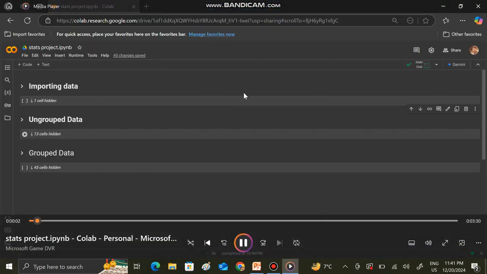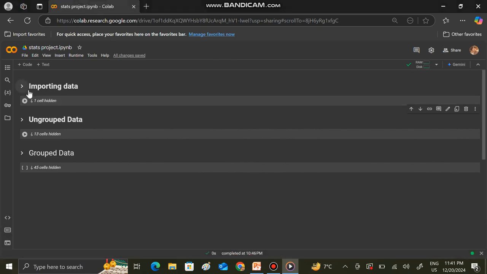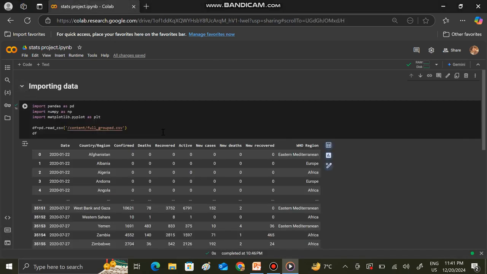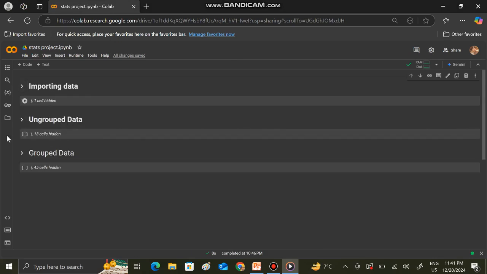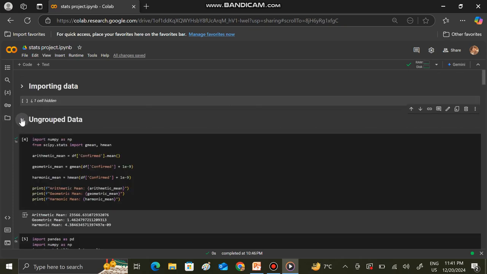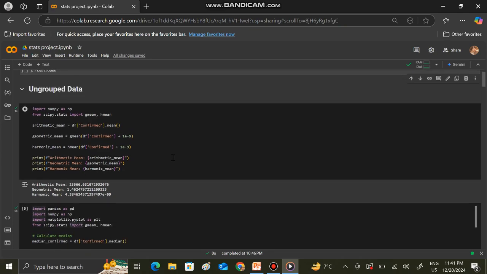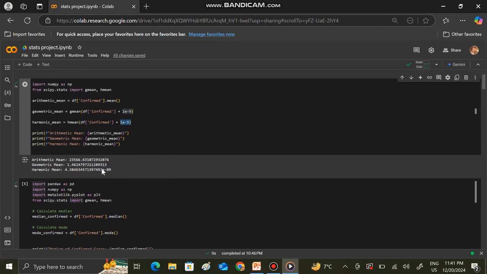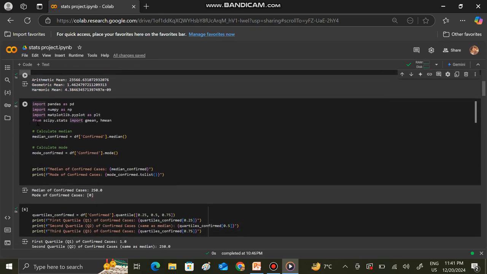Now we're going to look at the Python implementation. Firstly, importing data and printing it out. Secondly, we're going to look at all implementations using ungrouped data and then grouped data. Starting with ungrouped data, we have all three means. As you can see, I've added a small number in the geometric and harmonic mean to prevent zero values. Furthermore, calculating median and mode by the same libraries of SciPy stats.